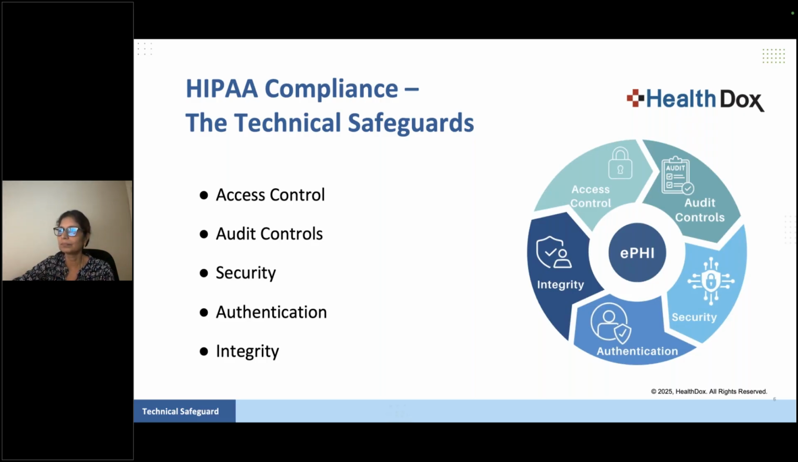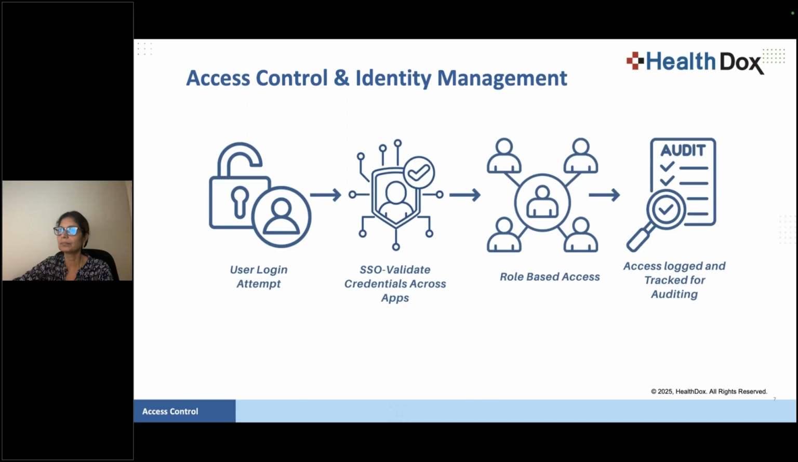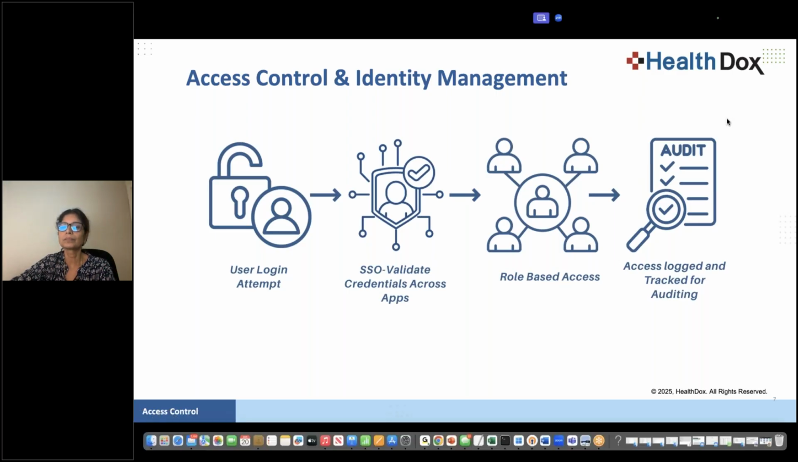Let us first talk about access control. Access control means making sure only the right people can access the right data, and only when it is necessary, not always. Audit controls are the system's built-in ability to track who accessed the information, when, and what actions they took when accessing the EPHI. That needs to be taken care of in the audit controls. And integrity ensures that EPHI is not altered or destroyed in an unauthorized way.